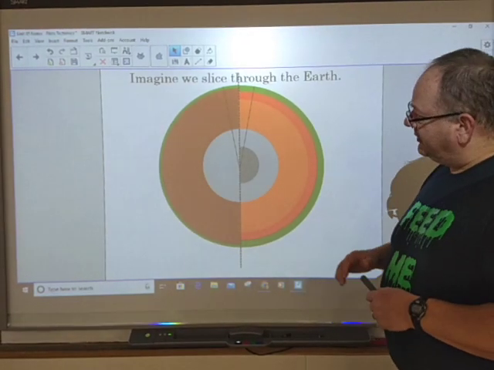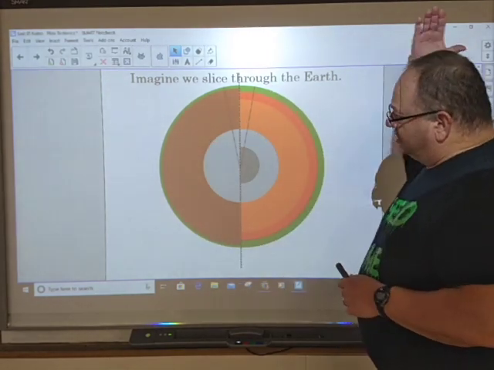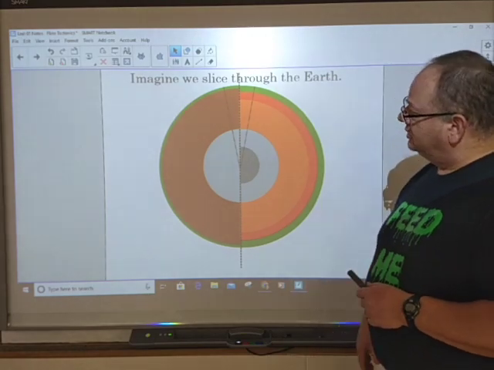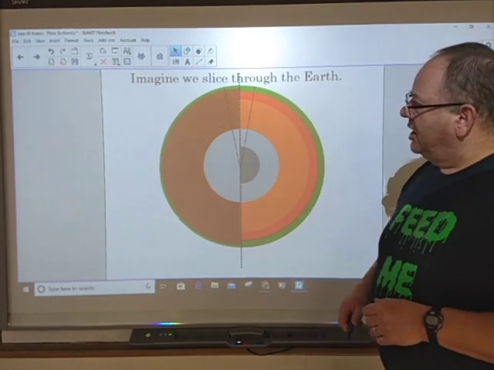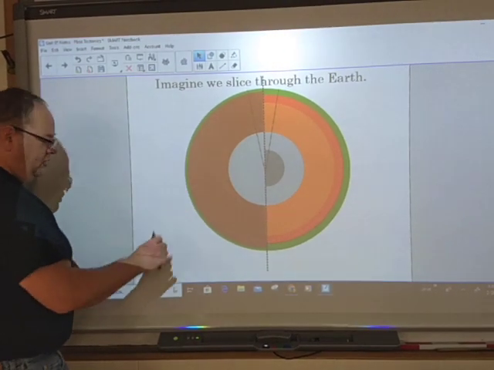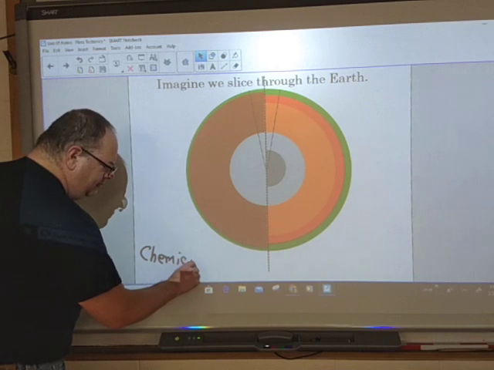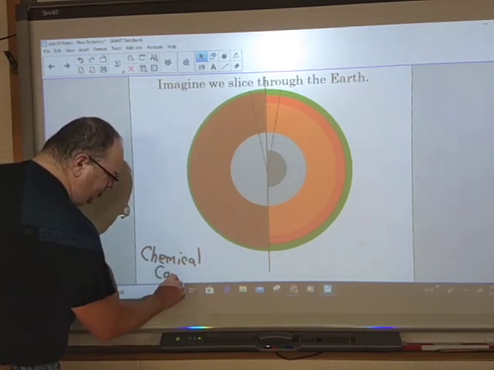So, we're going to talk about these layers of the Earth. Let's just imagine this is our Earth, and we took a slice right through the middle, and we're going to take a look at it. On one side of this diagram, we're going to look at this Earth based on chemical composition.